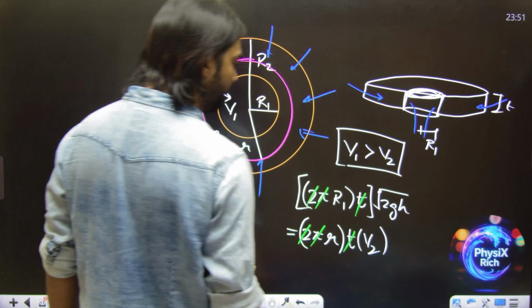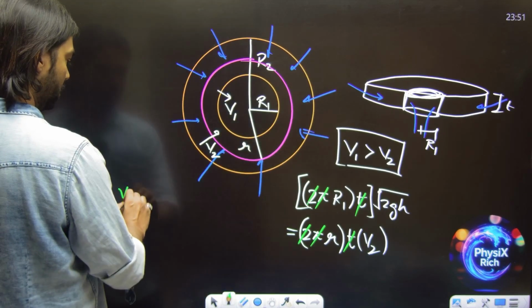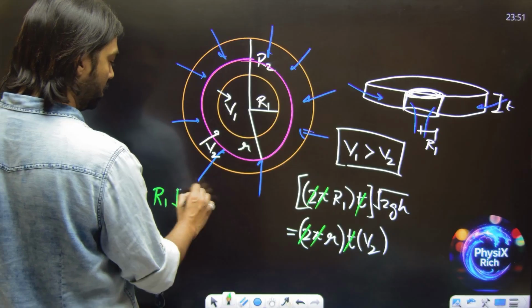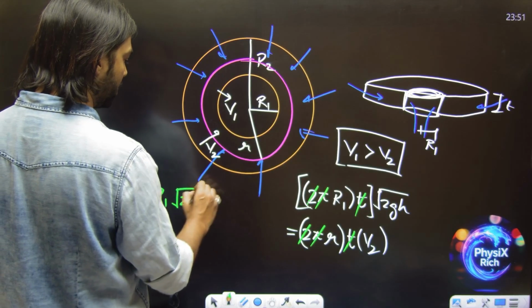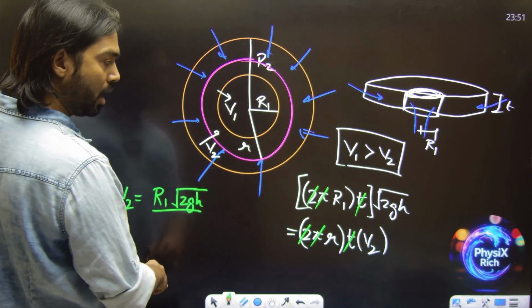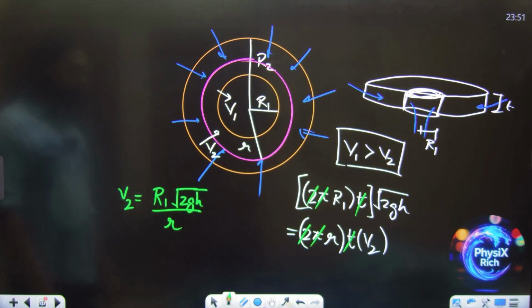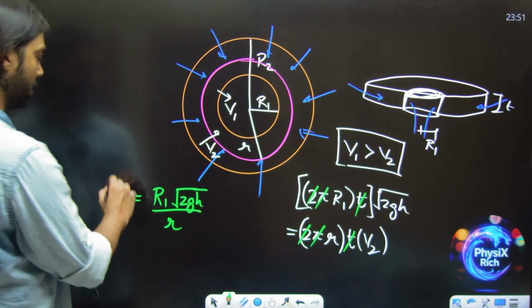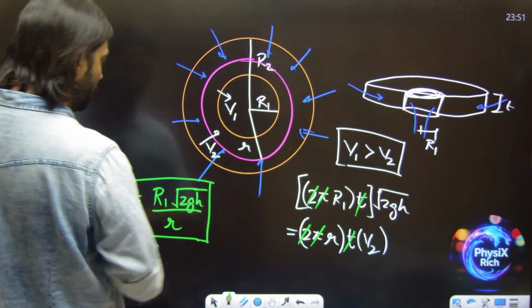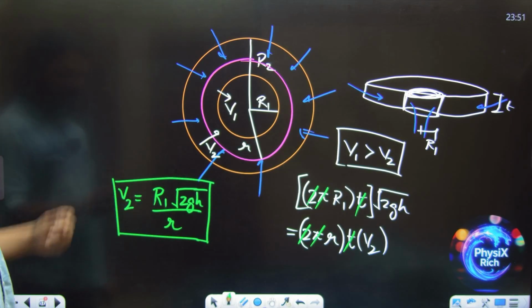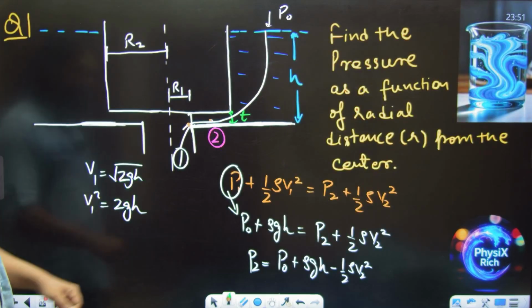And what am I left with? I am left with V2 as R1 root 2 GH upon small r. R1 root 2 GH upon small r. This is what I'm left with. And isn't that exactly what I was looking for? Yes, this is exactly what I was looking for. So let's put this over here.